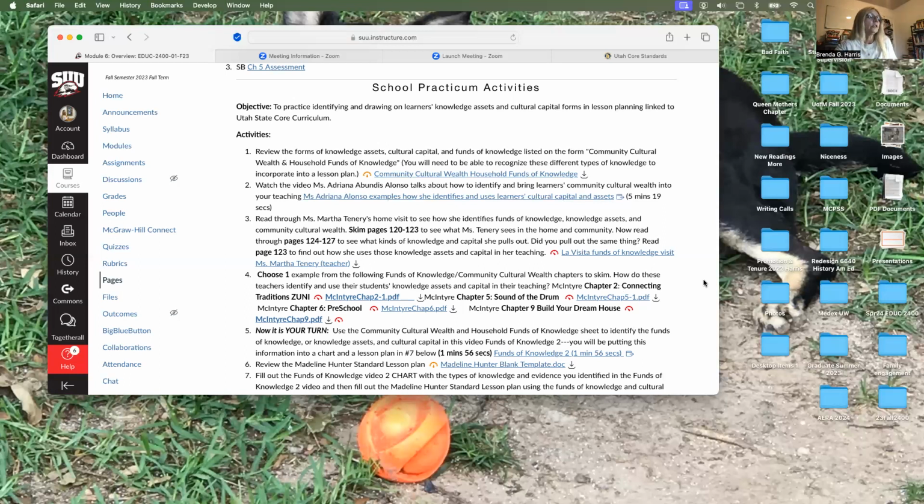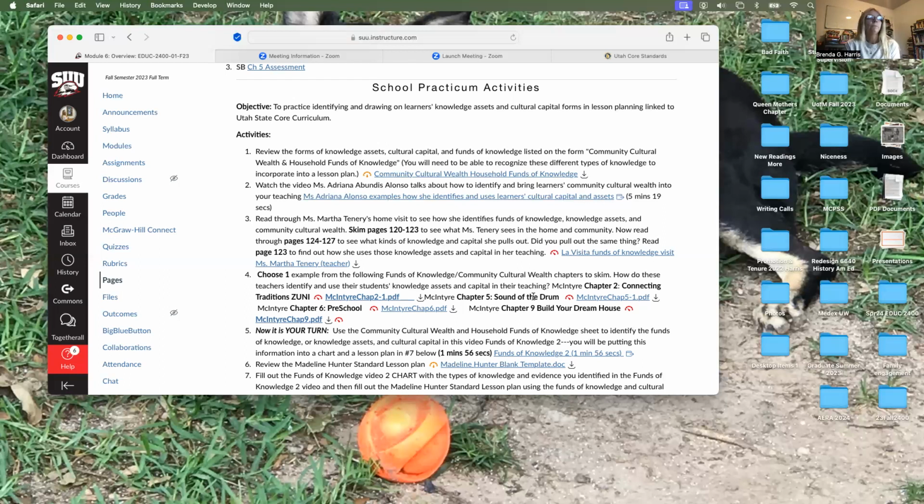Another teacher in chapter 5, it's called The Sound of the Drum. And this teacher too is another example of going to the community and bringing that knowledge and those gifts from the community into the classroom. So chapter 6 and chapter 9 are also examples. So you have plenty of examples to look at to guide you through. You just have to be willing to put the time and effort into following it step by step.